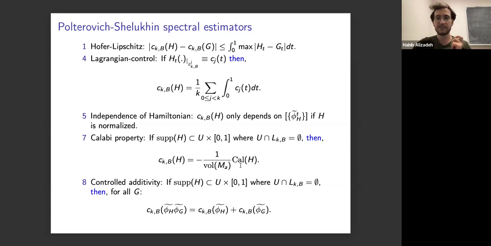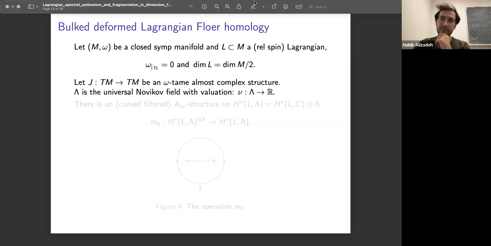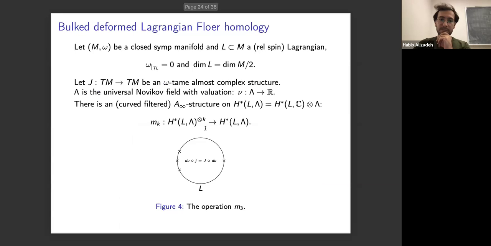Thanks for the question. So let's see how they are constructed. This part is going to be very quick. I hope it's not too confusing. I'm going to remind you of this bulk-deformed Lagrangian Floer homology. Well, maybe I will skip this part, and I will just say, well, let's talk about this.